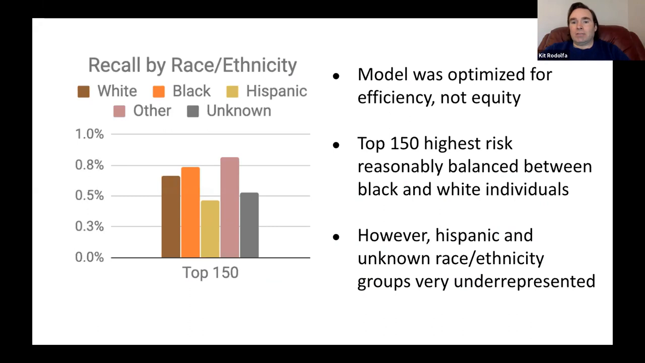The models are optimized for efficiency and not some idea of equity or fairness. And then choosing a model that could identify 150 high-risk individuals and looking at their equality on this fairness metric, we found that just doing this kind of disparity-agnostic model selection strategy led us to a model that, although it had similar levels of recall across Black and white individuals, had much lower levels for Hispanic individuals and individuals with unknown race and ethnicity.